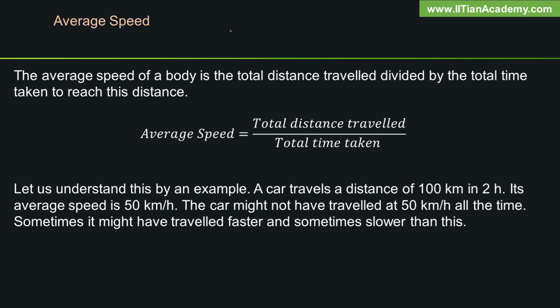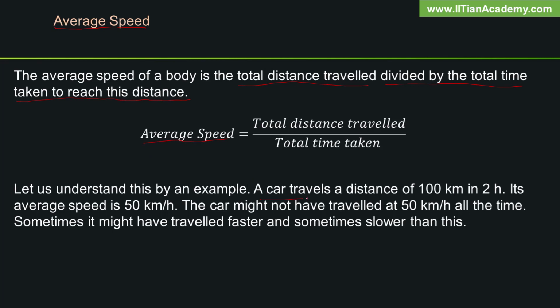Here, we will understand the average speed of a body. The average speed of a body is the total distance traveled divided by the total time taken to reach this distance. Let us understand this by an example.